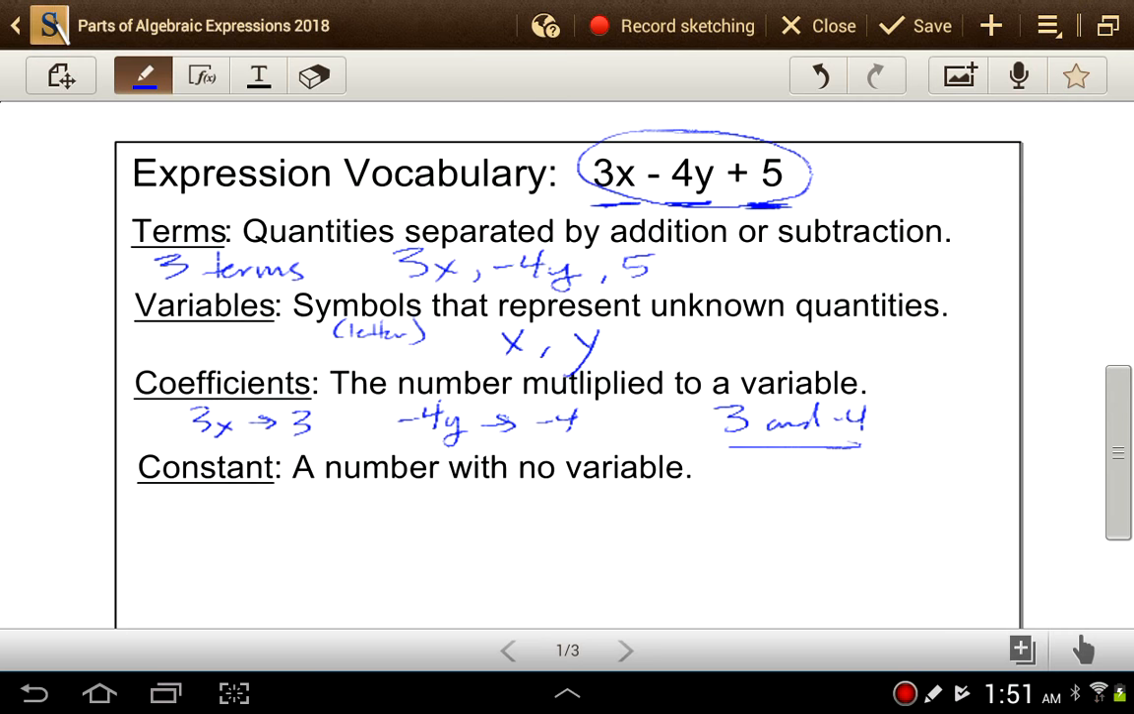The last term is a constant. A constant is a number with no variables. I'm going to look up at my expression. I have a 3x, that's a variable, minus 4y, that's a variable, plus 5. The plus 5 has no variable attached to it. So the constant is the number that remains the same or cannot be changed, and that is the 5. That is my constant. Okay, I'm going to move on to the next slide.